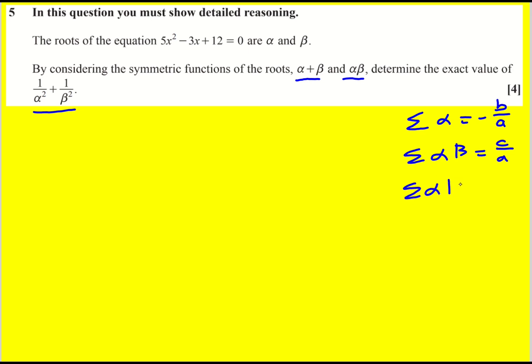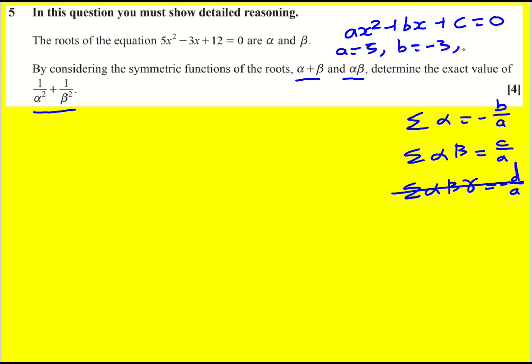The next one here, alpha beta gamma, would be minus d over a. But we don't need that here because we're dealing with a quadratic. And I'm talking about the quadratic, in this case being ax squared plus bx plus c equals 0. So for us, a is 5, b is minus 3, and c is 12. I'll derive these at the end.